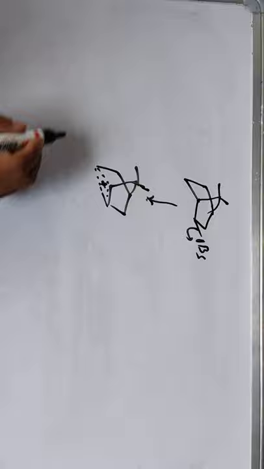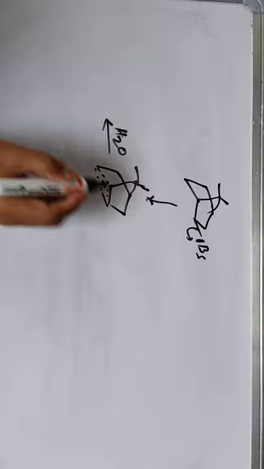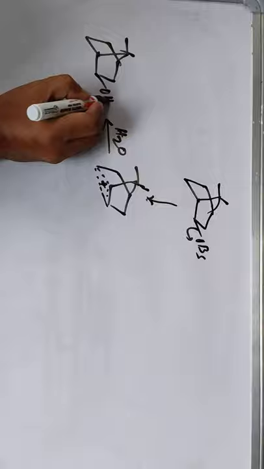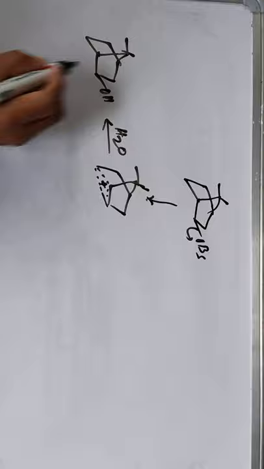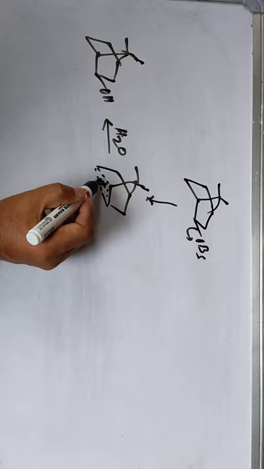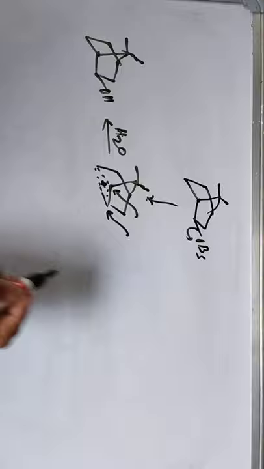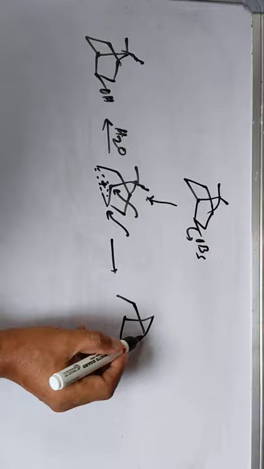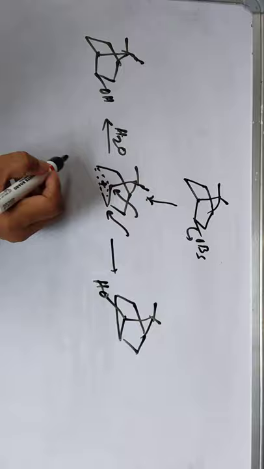So if you do solvolysis with water, hydrolysis, you can have two types. This will give OH here. When the leaving group leaves, the OH attacks here, so you can have the exo isomer product here. But in the other case, water can attack either this position or this position. If water attacks here, we get this one, and when it attacks there, we get another one. So we get a product.